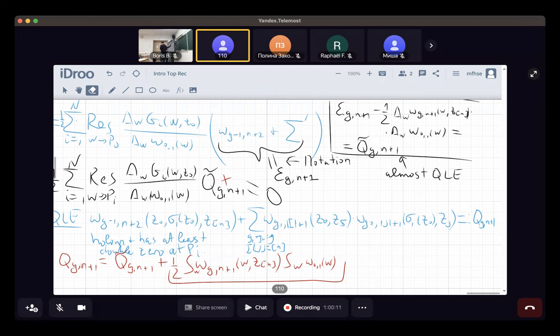Let me maybe not erase it, but this is also true, right? Is it clear why we can erase the tilde in the black equation and it still holds?